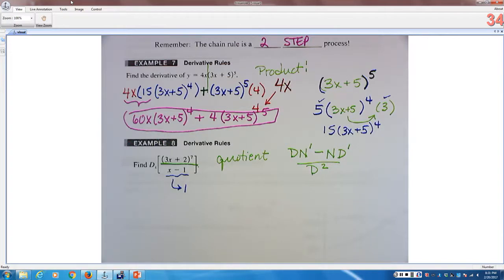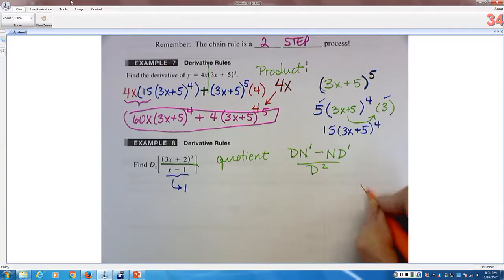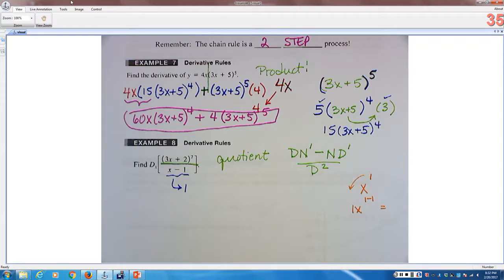Why would that just be one? Your power rule says take the power, which is 1, drop it down in front, and then subtract 1 from it. But what's 1 times 1? What's 1 minus 1? 0. What's x to the 0? 1.